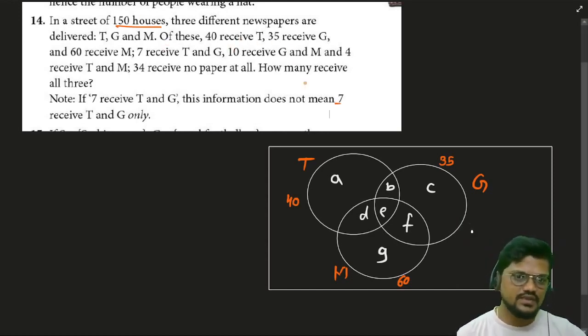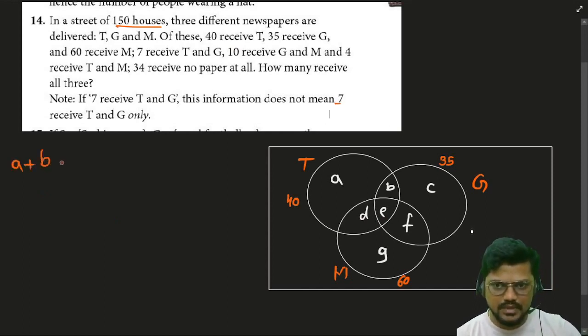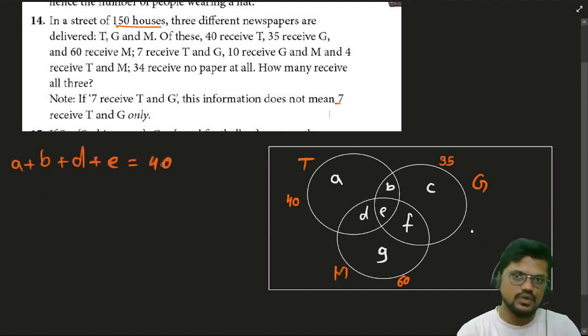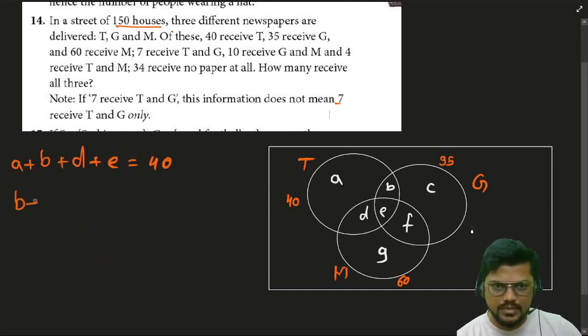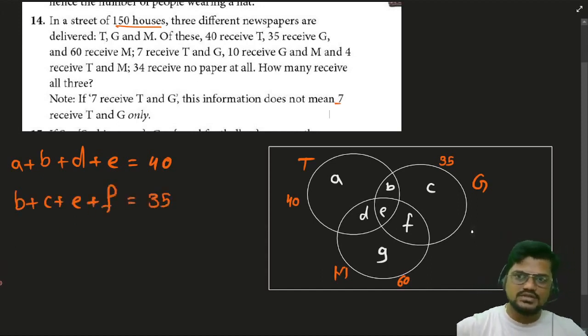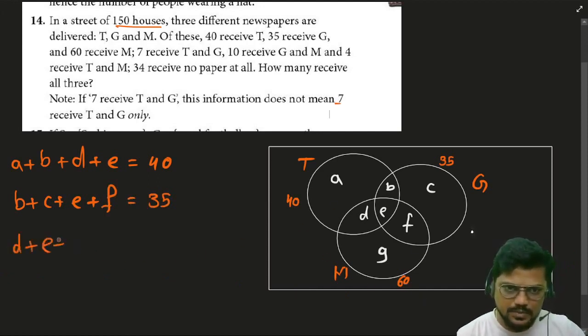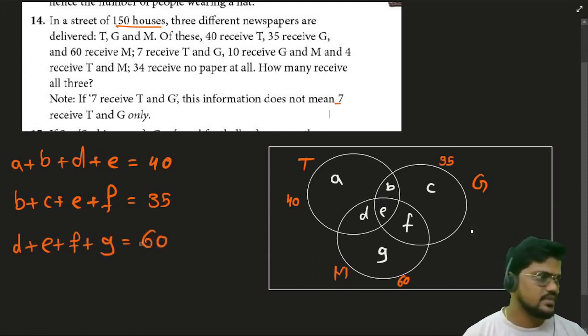Fine. Now what is given? Of this, 40 receive T. That means A plus B plus D plus E equals 40. 35 receive G. That means B plus C plus E plus F equals 35. And 60 receive M. That means D plus E plus F plus G equals 60.